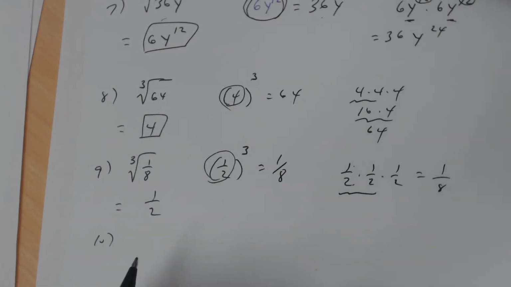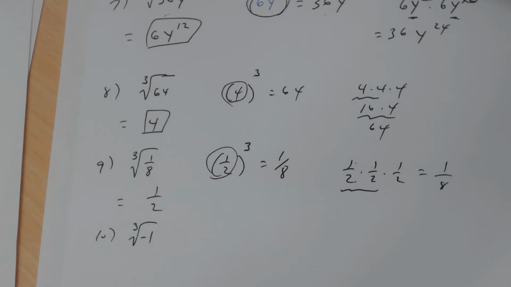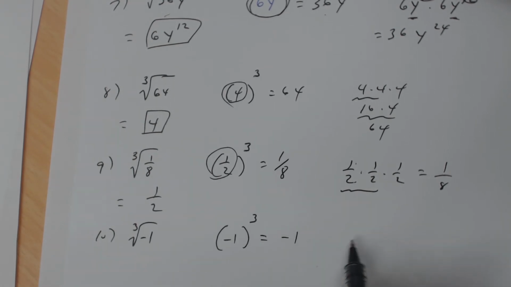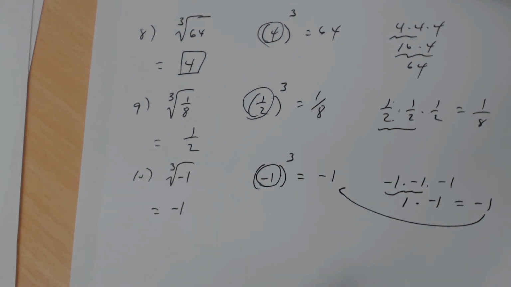All right, number 10. Suppose we had the cube root of -1. Okay, well, same idea. Something cubed. I want to see what cubed is going to be a -1. All right, so if you said -1, you're correct, because a -1 times a -1 times a -1 is a -1. Think about it. -1 times -1 is a +1, because a negative times a negative is a positive. And a +1 times a -1 is a -1, which is what I wanted. So the cube root of -1 is -1.